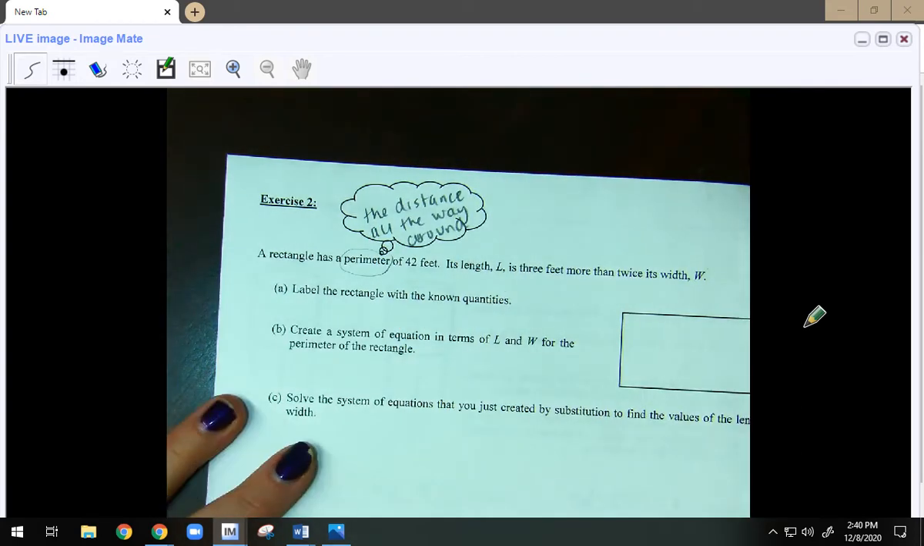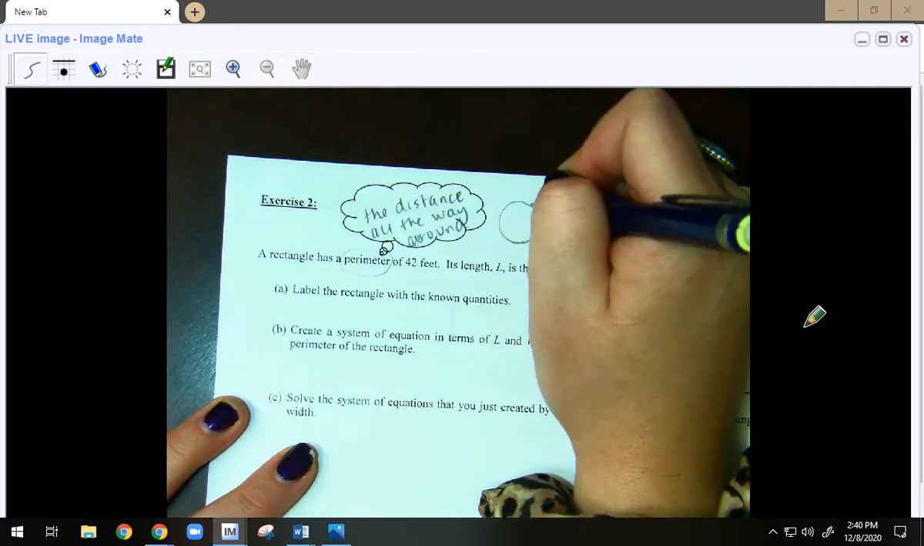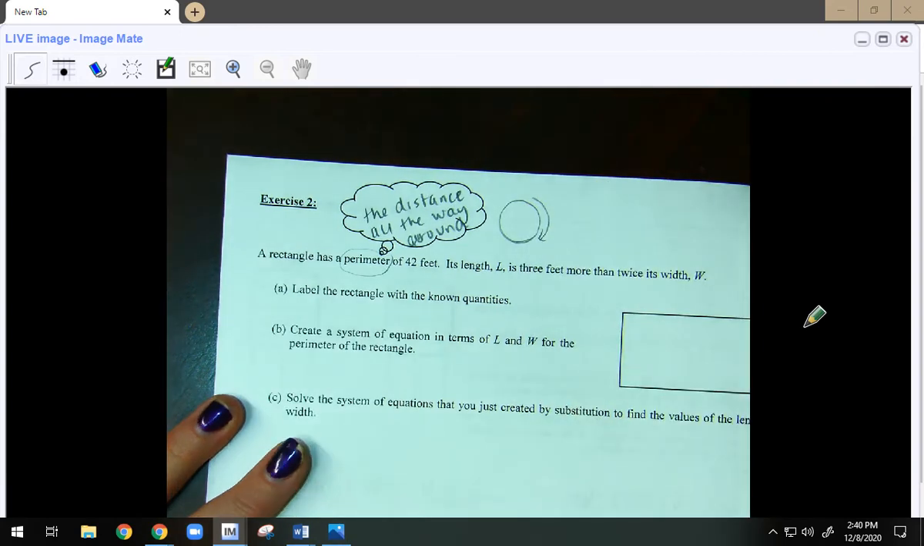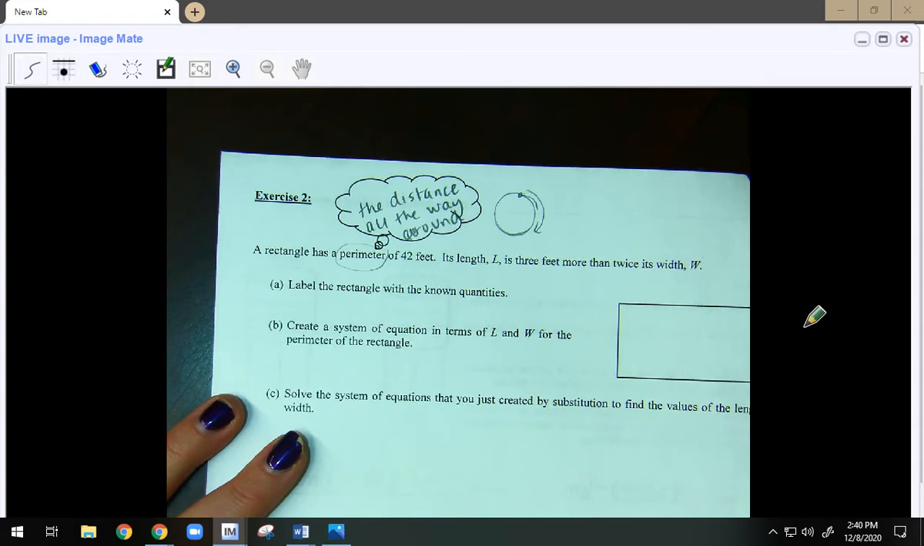Okay, so all the way around something. So like all the way around the circle. So it'd be around this whole outside. Okay, so you walk the perimeter, or you walk around the outside.